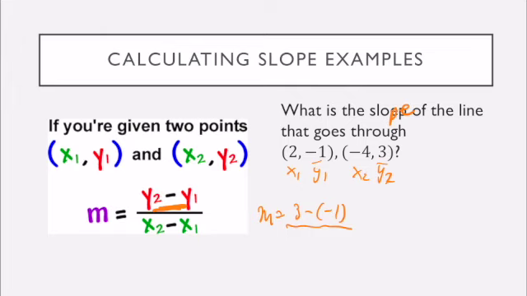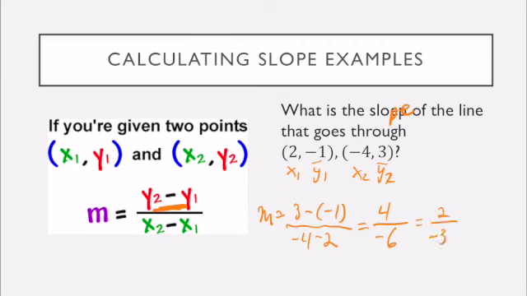Then I have x sub 2, so negative 4, minus 2, 3 plus a negative 1, that gives me a positive 4. Negative 4 minus 2 is a negative 6. And I can simplify this fraction, can't I? I can simplify it to 2 over negative 3.